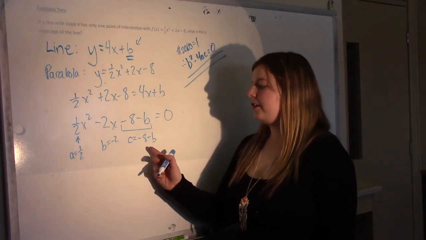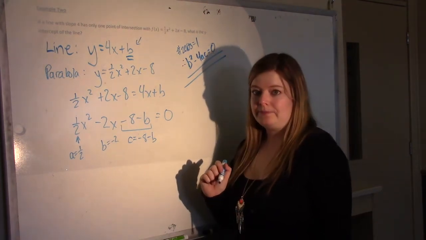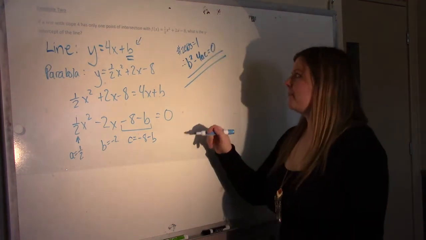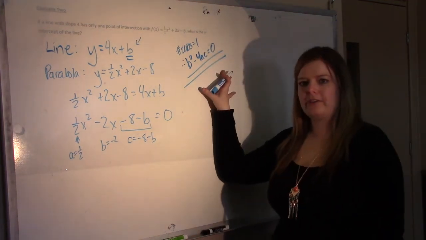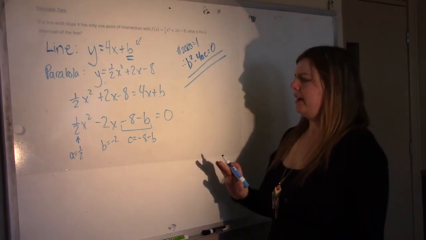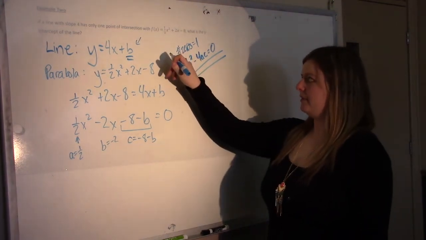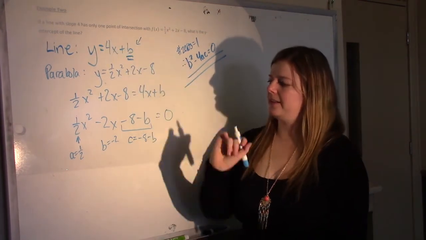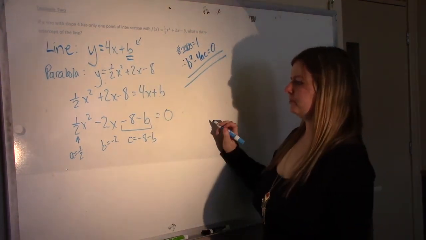So our C value is negative 8 minus B. Now that we've identified A, B, and C, we can put those into this equation of the discriminant equaling 0, which again tells us that the number of zeros is 1, which is what the problem gave us, and then we'll be able to solve for B.